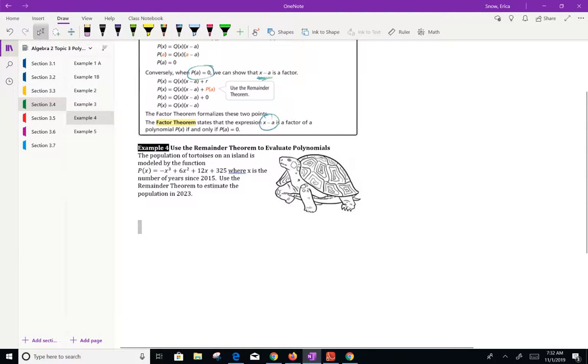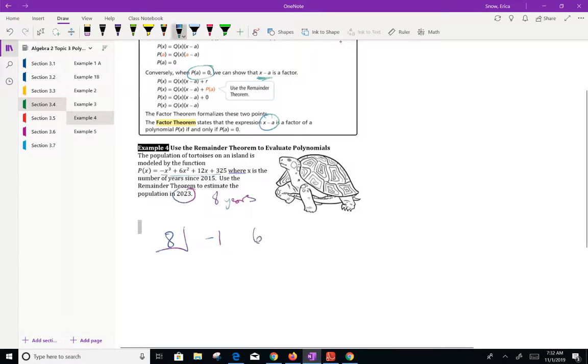Okay, so we have this word problem here. The population of a tortoise on an island is modeled by this function, where x is the number of years since 2015. Use the remainder theorem to estimate the population in 2023. Well, between 2015 and 2023, that's 8 years. So 8 is what we're going to pop into our box.